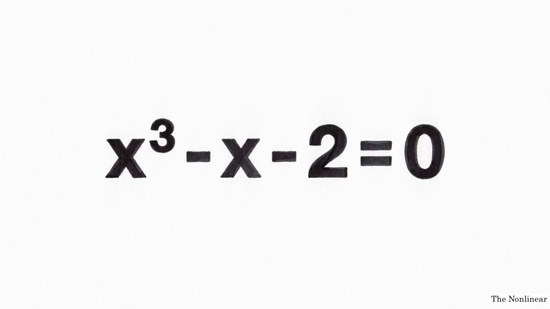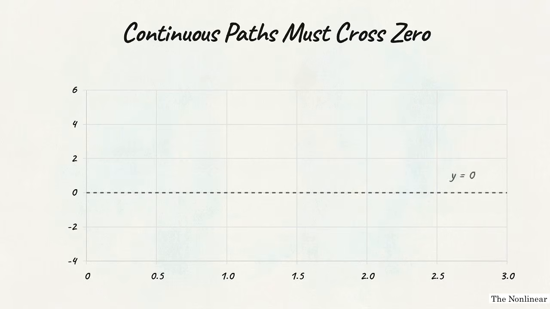Consider the equation x cubed minus x minus 2 equals 0. Finding the exact numerical solution to a cubic equation like this is difficult, but plotting this on a graph, we can test its boundaries. If we plug in an input of 1, the result drops to -2. If we plug in 2, the result rises to +4.